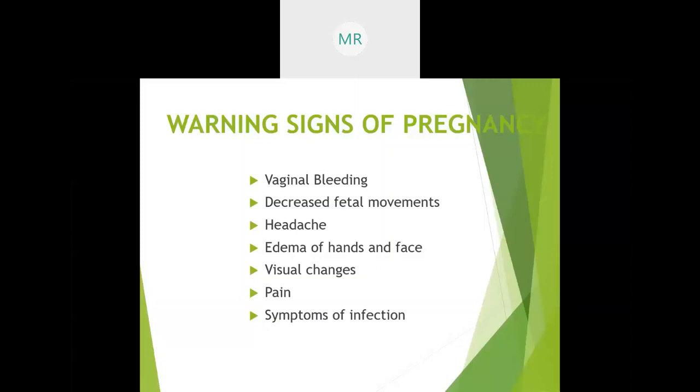And what are those? That's temperature of more than 100.4. Burning on urination, we think it might be a urinary tract infection. Abdominal or chest pain, sometimes that happens with premature labor or an abruptio placenta, okay? Remember abruptio placenta, that premature separation of the normally implanted placenta. Chills, fever, we think it's an infection. Another symptom of infections could be persistent vomiting.